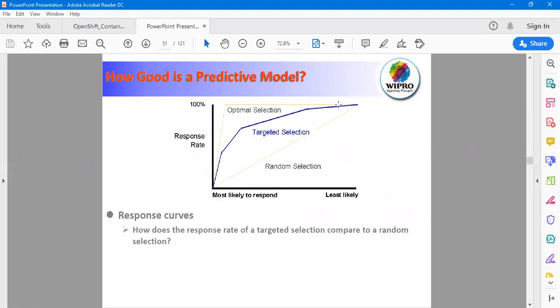So this is the curve which will tell you how good your predictive model is. Your response rate, most likely to respond and least likely. If your graph, from the random selection of the data to the optimal selection, is in between, then you can say that it is a good design.